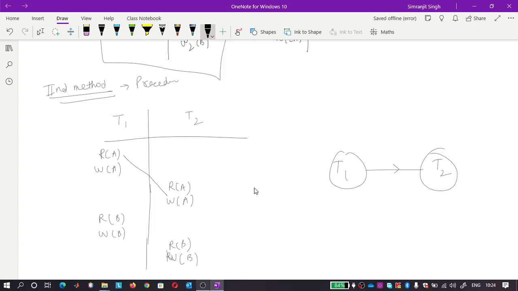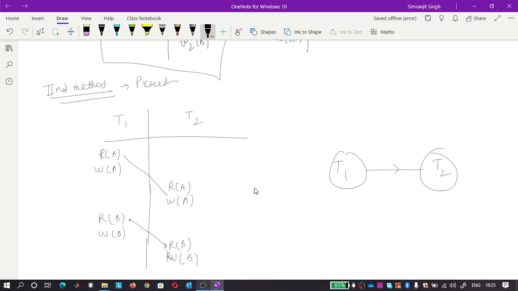Now check here if there is a conflict from T2 to T1. No, there is no conflict from T2 to T1, but again there is a conflict from T1 to T2, so we have already written an arrow here. If there is already a written arrow and no cycle, you see there is no cycle. A cycle will be like that. If there is a conflict between T1 to T2, suppose this is the same data item A here, then there will be an arrow from T1 to T2 as well.